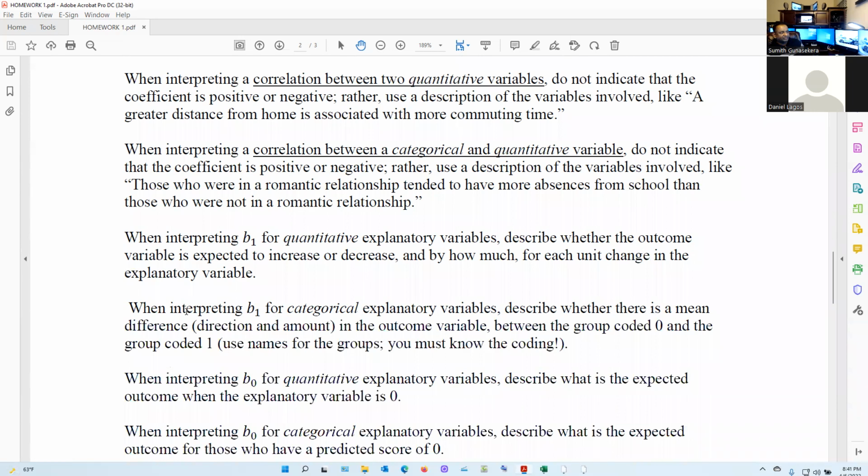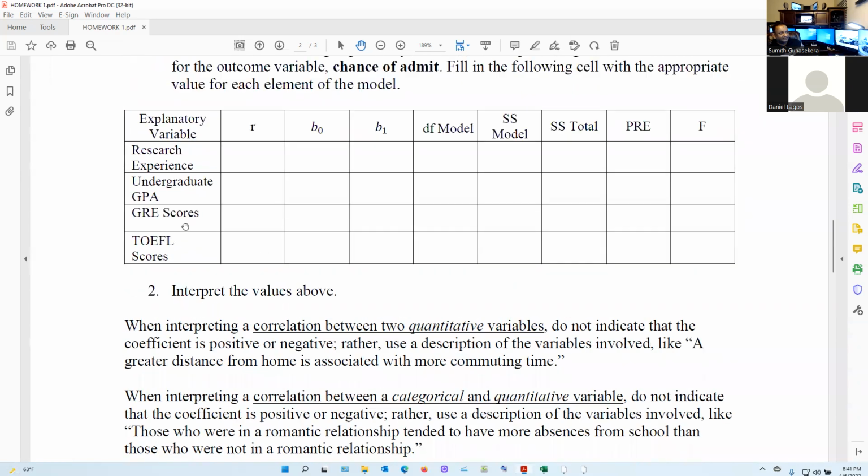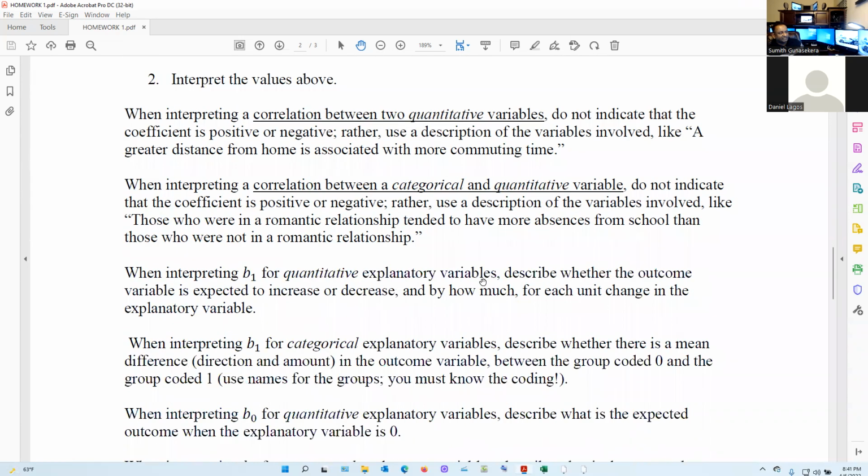Then when it comes to B1, the slope for a quantitative explanatory variable, for instance undergraduate GPA, which is quantitative, describe whether the outcome variable, also quantitative, is expected to increase or decrease, and by how much for each unit change in the explanatory variable. By changing 1 unit in the GPA, how will the chance of admit change? That's B1, the slope.